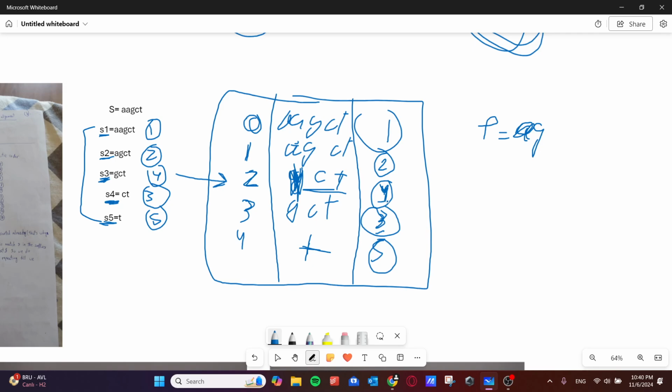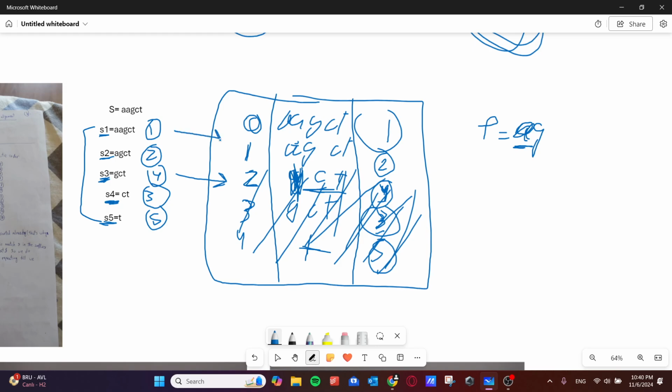Here, CT. So, should AG, in the alphabetic order, be before or after C? Here we can see this one is starting with A, and this one is starting with C, right? So this should be before the CT. So I ignore everything from CT and after CT, everything that is after CT.